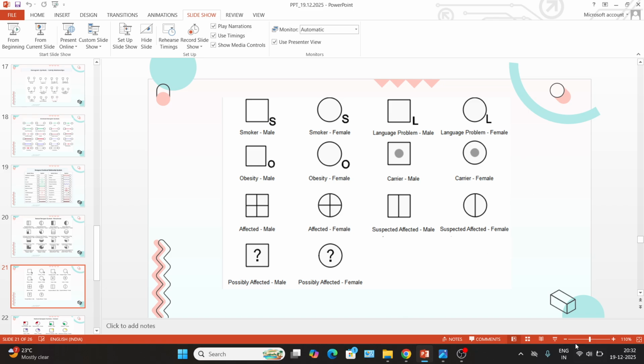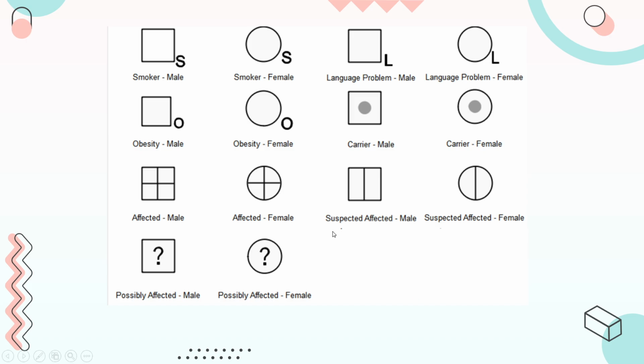Yes, so here we are able to see that hereditarily, in the gene, there is a presence of night blindness for that particular person. So you have clearly understood that there is a problem. That is what carrier is about. Affected male, female, suspected, affected, and possibly affected.